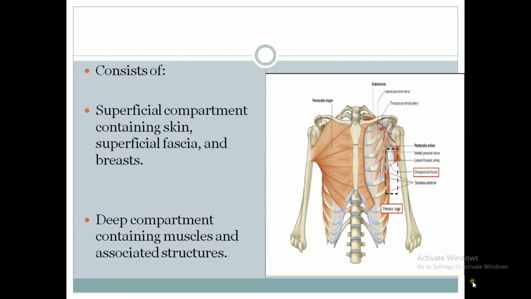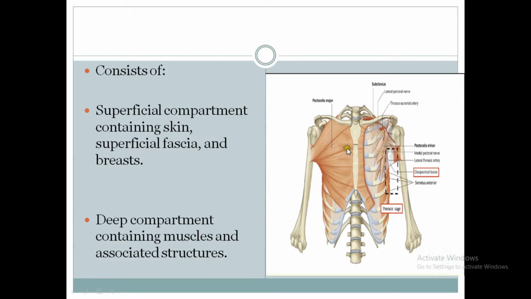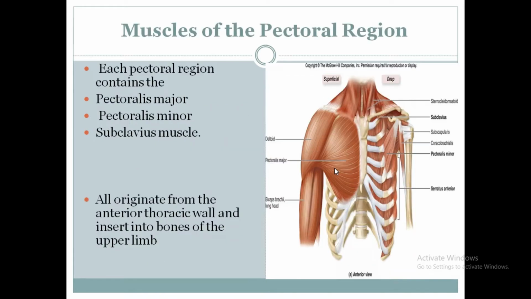The pectoral region comprises two compartments. The superficial compartment, which consists of skin, superficial fascia and breast. And when we remove this superficial compartment, we could see the muscles and the associated structures. And this is actually the deep compartment of the pectoral region.